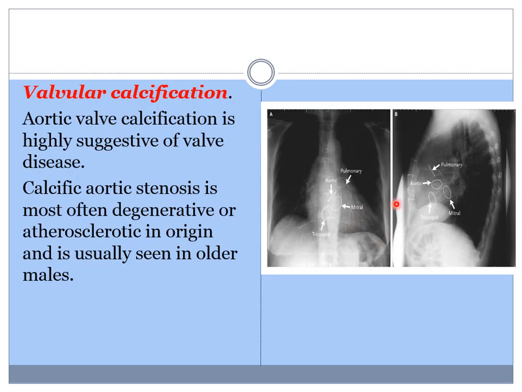Valvular calcification. First, we should know the location of the valves on PA and lateral view. As we can see on PA view, the pulmonary valve is more superior to the left one. Here we have the aortic valve, mitral, and tricuspid. On lateral view, as we can see, the aortic is anterior to the mitral valve. Aortic valve calcification is highly suggestive of valve disease. Calcified aortic stenosis is most often degenerative or atherosclerotic in origin and is usually seen in older males.